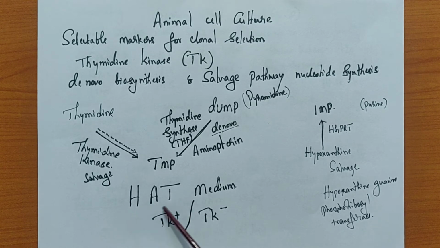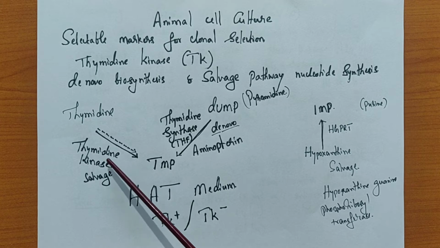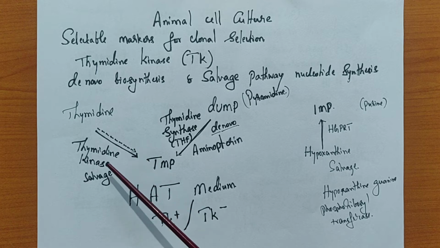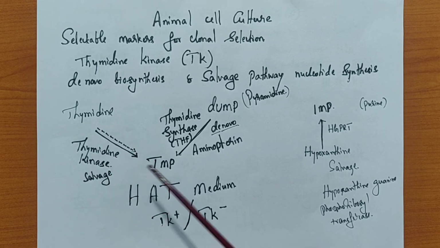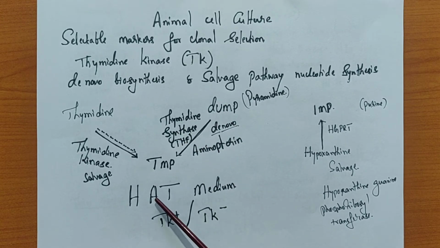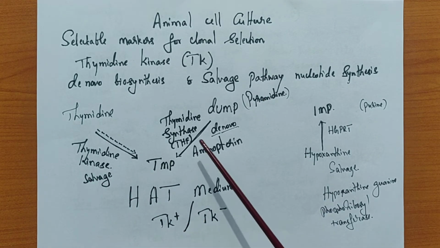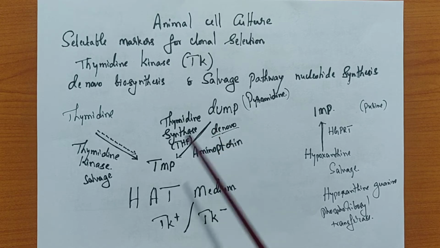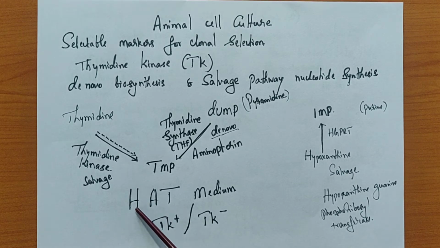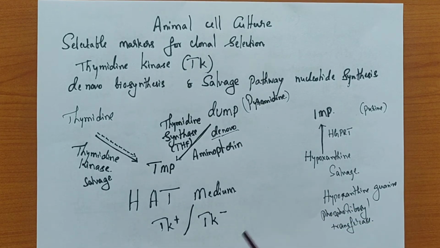Now in the presence of HAT medium, the TK minus cells will not survive, because thymidine kinase is completely knocked out, and we are also blocking the de novo pathway using the aminopterin. So the TK minus cells do not survive. For the survival of this particular cell, we have to introduce thymidine kinase. Then we have to supplement hypoxanthine and thymidine. So we are creating an auxotrophic condition.